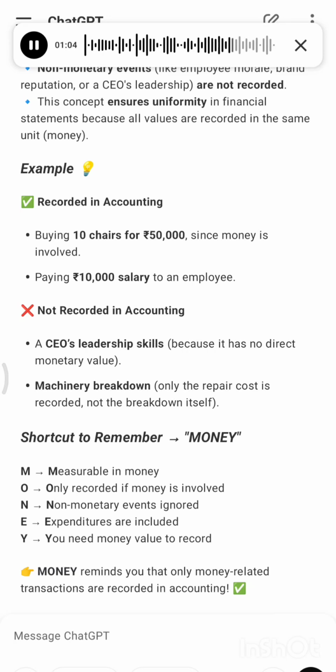Shortcut to remember, MONEY. M, measurable in money, only recorded if money is involved. N, non-monetary events ignored. E, expenditures are included. Y, you need money value to record. MONEY reminds you that only money-related transactions are recorded in accounting.